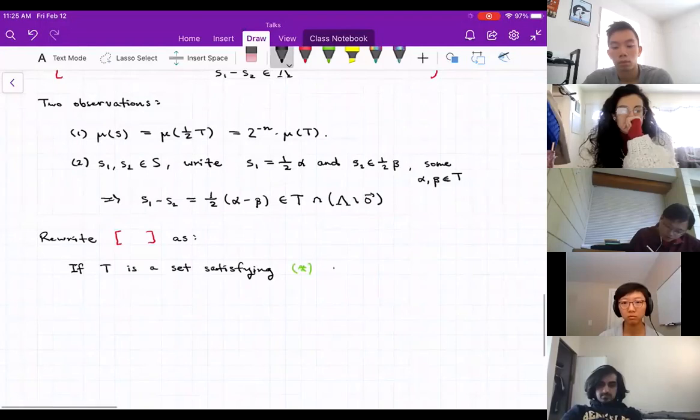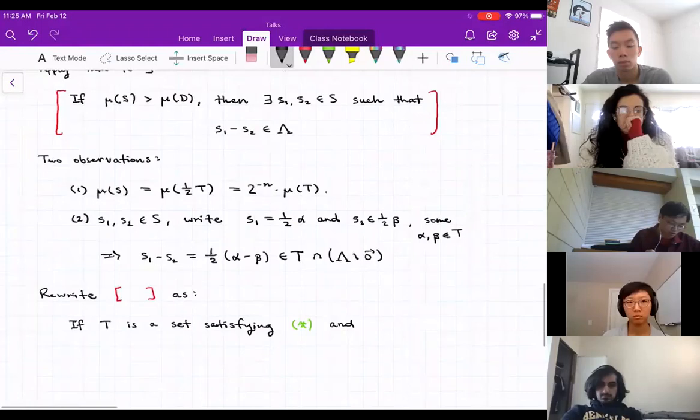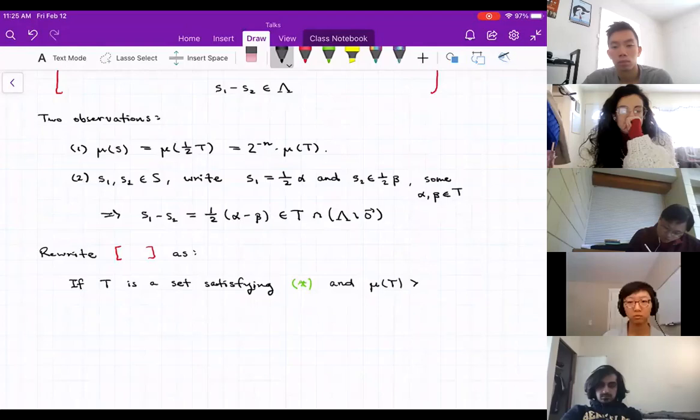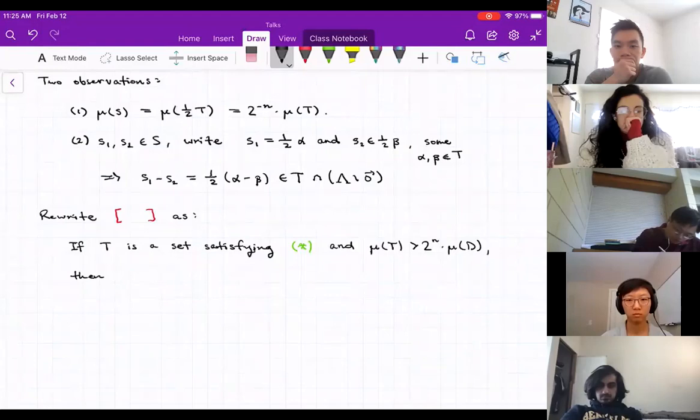so we're going to rewrite the measure theoretic condition as: mu of T is greater than 2 to the n times mu of d, then T contains a point in lambda minus origin.